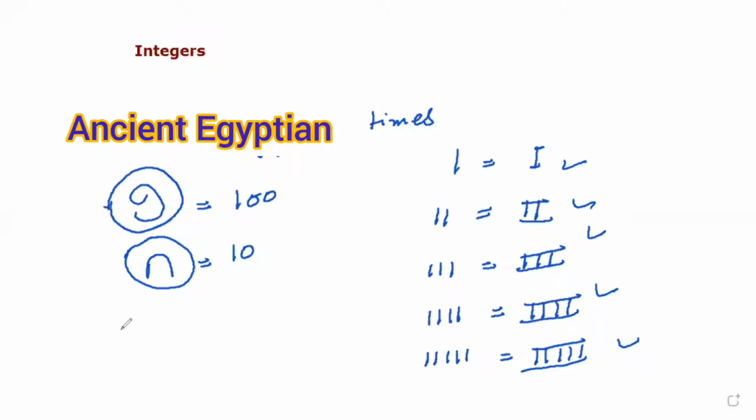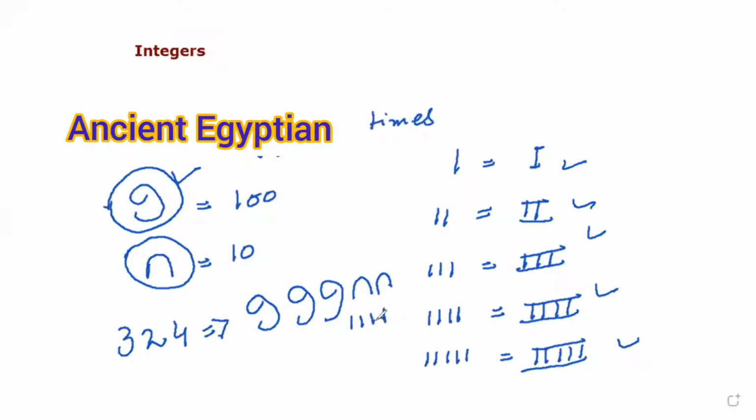For example, if they want to write 324, how will they write it in ancient Egyptian time when there were no numbers like we can see in modern time? For 300, we will have to put this sign 3 times. 1, 2, 3. This is 300. For 24, this sign should be 2 times, and for 4, this bar 1, 2, 3, 4. So you can see how long it is. This was the way at that time to show the numbering.